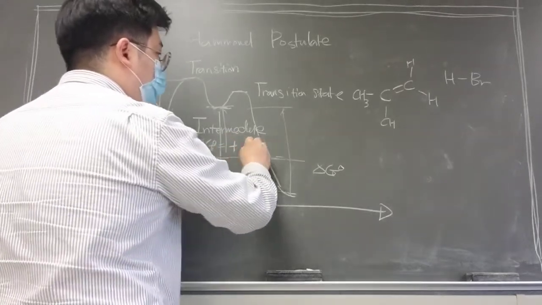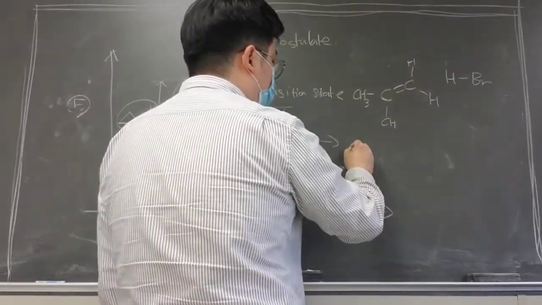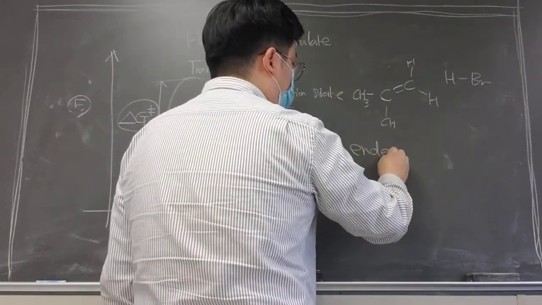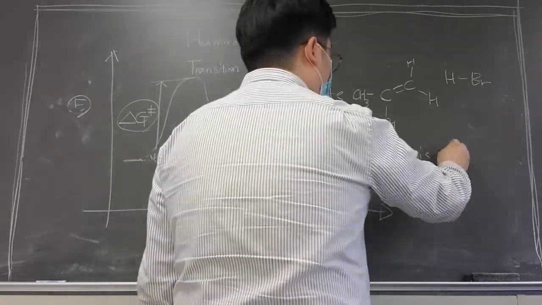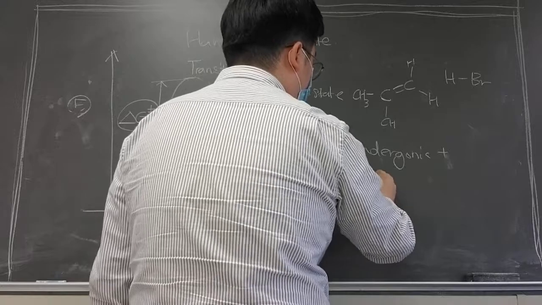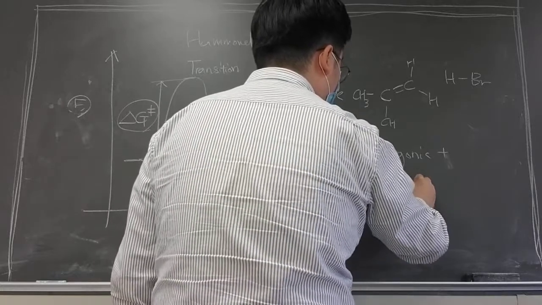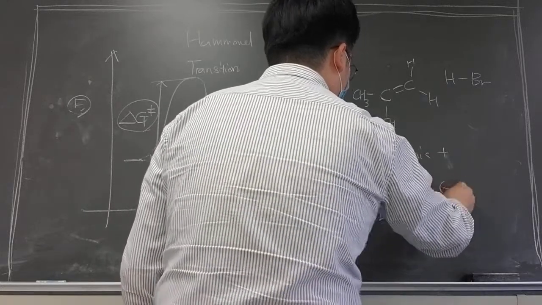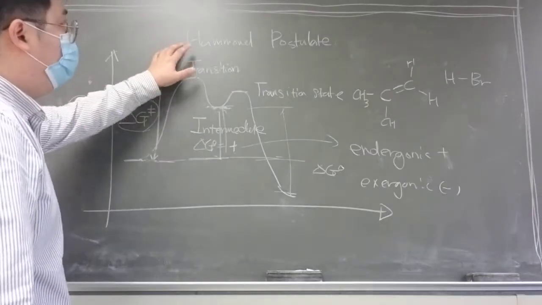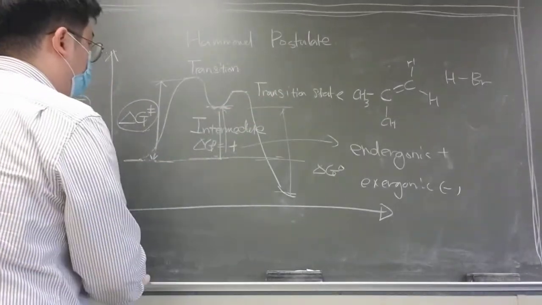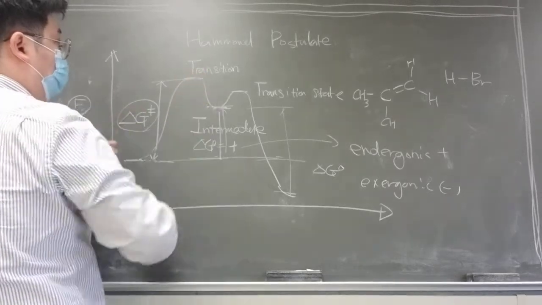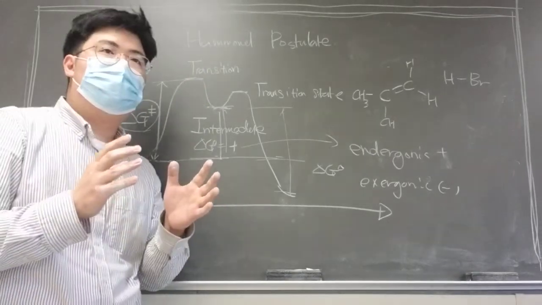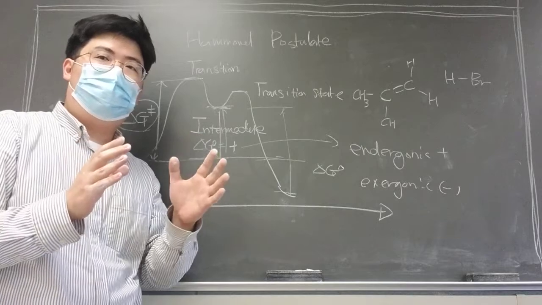So if it's positive, it's an endergonic reaction. Do you guys remember this, or have you watched the video maybe? Okay. And if it's negative, it's an exergonic reaction. Okay. So the Hammond postulate simply means this one. If you have the transition state, the transition state simply means the literal transition state.